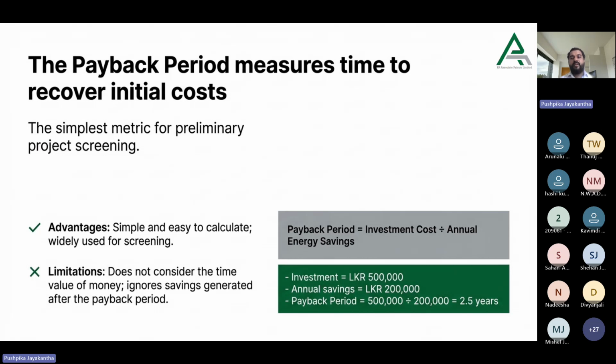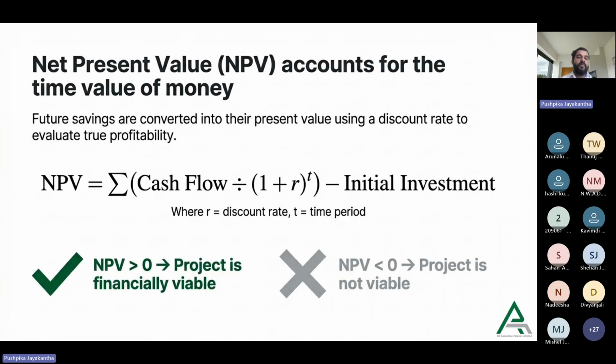This method is simple, but it has some limitations because it does not consider future economic factors such as inflation, interest rate, or the time value of money. So therefore, while payback period is useful for initial screening, more advanced methods should be used for large investments. Okay, so that's why we discuss net present value and other methods in these sessions.